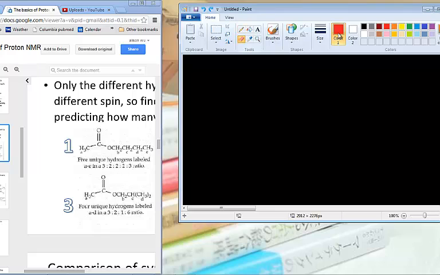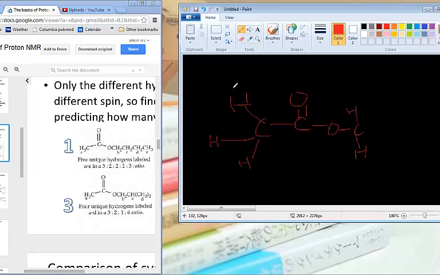I'm going to draw it in Paint. I have the carbonyl group with the carbon, and I have 3 hydrogens. So the first one, second one. And then we have the O, and then we have CH2. If we were just to look at this part right here, are they unique hydrogens or different hydrogens?